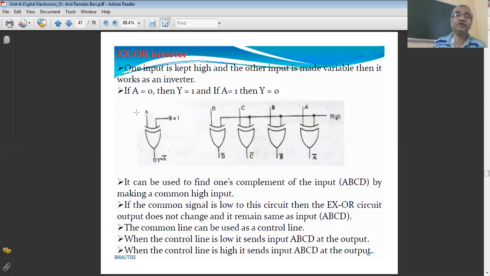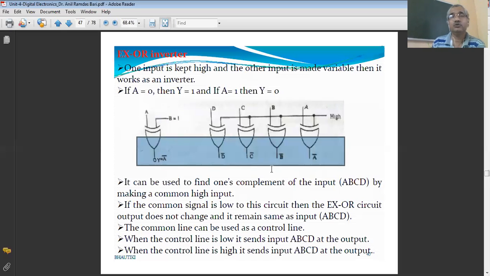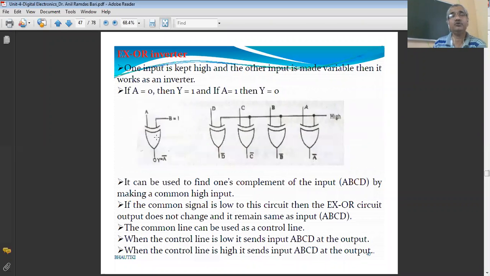So if we keep any one variable high, the output of that exclusive OR gate is always inverted, it is always the inverter. This property of the exclusive OR gate is utilized to find the ones complement of the input. We know how to obtain the ones complement: the ones complement of a binary number can be obtained by inverting all the digits. 0 is converted to 1, 1 is converted to 0.